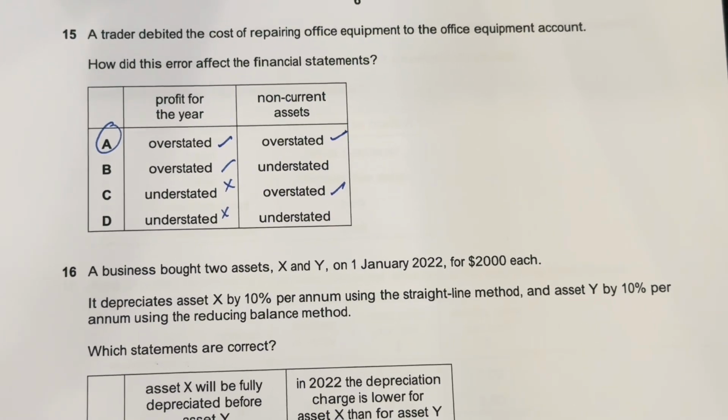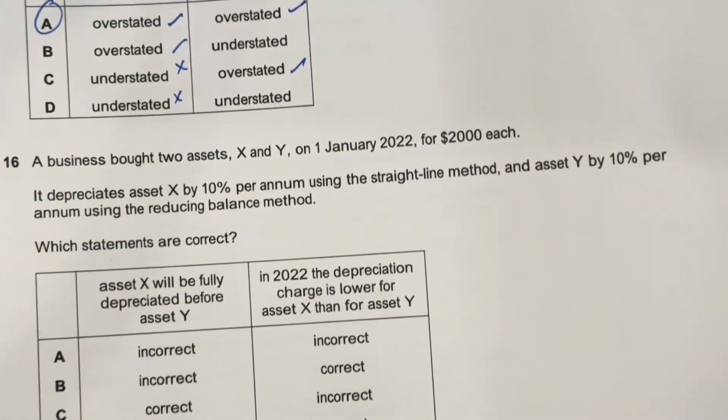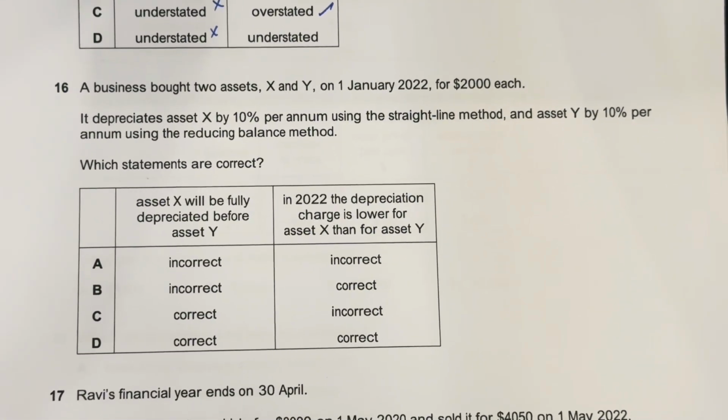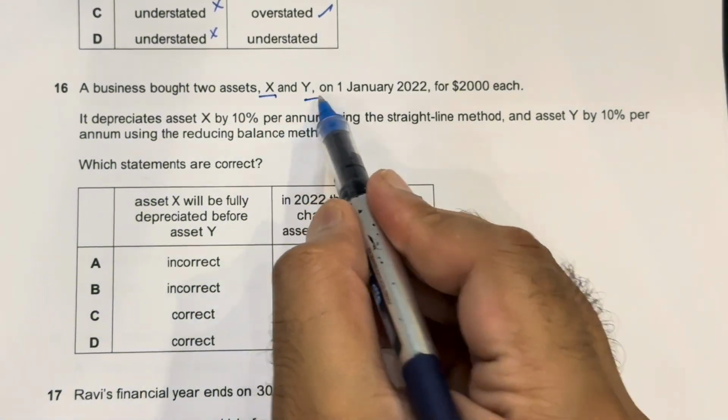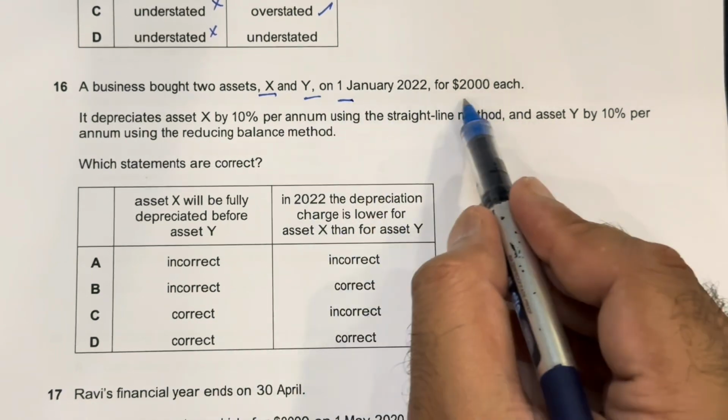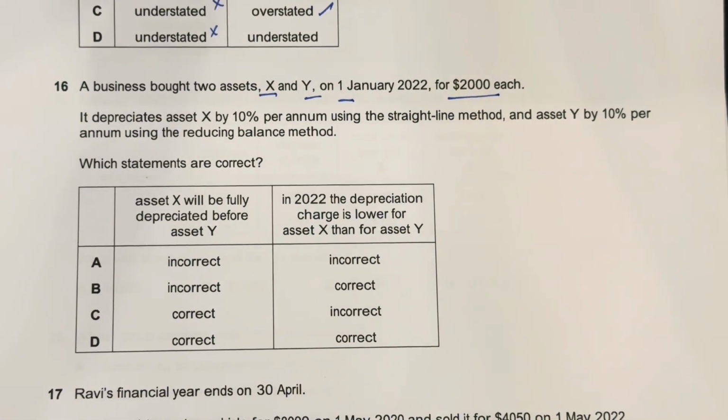Now we will move again. This was the question from revenue expense and capital expense. Question number 16. A business bought two assets X and Y on 1 January 2022 for 2000 each. Both these assets are bought on the same date and both have the same value.